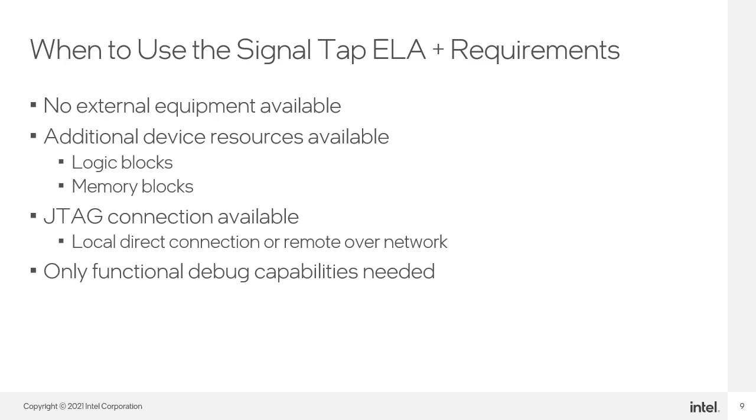If you don't have any external test equipment available, such as multimeters, oscilloscopes, or logic analyzers, the SignalTap Logic Analyzer is a great replacement. As mentioned, you need available logic blocks to implement the logic analyzer itself, and you need memory blocks to store captured data samples. In most cases, you must have a direct, active JTAG connection to the device under test to control the logic analyzer. Typically, this makes use of an Intel FPGA download cable. However, if your design includes a network connection, remote access for debugging over a network may be possible. We'll look at these additional connection options later.